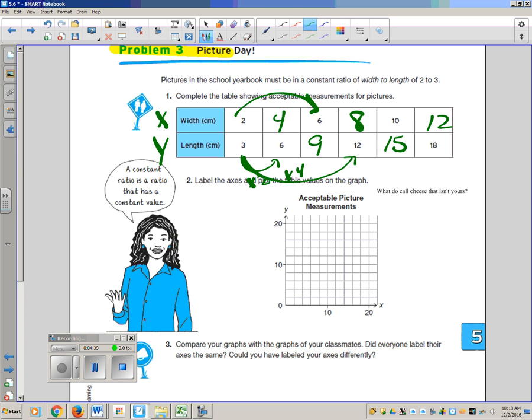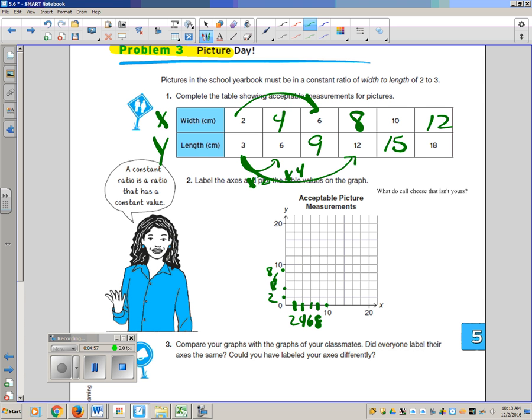Let's graph it. Over 2, now you got to find your intervals. 1, 2, 3, 4, 5. So 10 divided by 5, we're going by 2s. 2, 4, 6, 8, 10. 1, 2, 3, 4. We're still going by 2s here. Once again, not a lot of room.